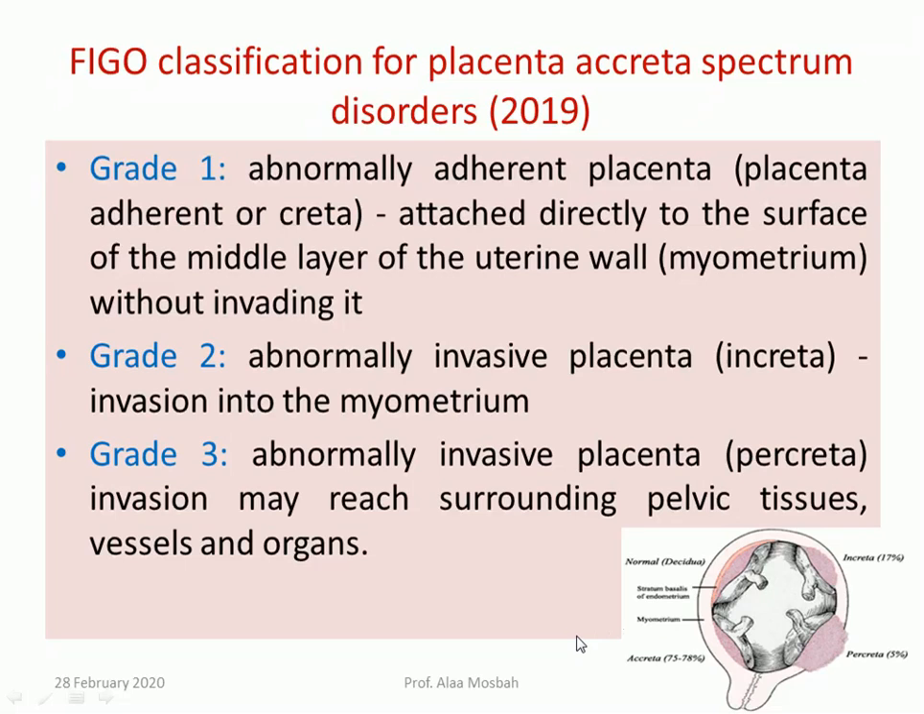FIGO classification of placenta accreta spectrum in 2019 into 3 grades. Grade 1, abnormally adherent placenta attached directly to the surface of the middle layer of the uterine wall, which is the myometrium, without invading it. While in grade 2, abnormally invasive placenta, invasion into the myometrium. While in grade 3, abnormally invasive placenta, invasion may reach surrounding pelvic tissue, vessels, and organs.